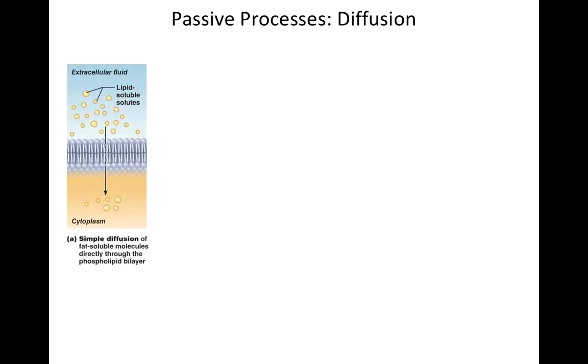Diffusion comes in a few different varieties, but it's always going to follow that movement from high to low. So we're going from an area of high concentration of a solute to an area of low concentration. The simplest form is just simple diffusion of a lipid-soluble solute across the membrane directly. It's a high concentration here, a low concentration here. These guys can diffuse through the lipid bilayer because they're lipid-soluble. They will move to equilibrium.